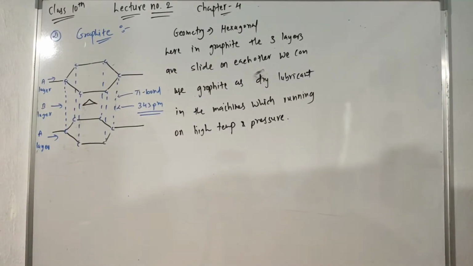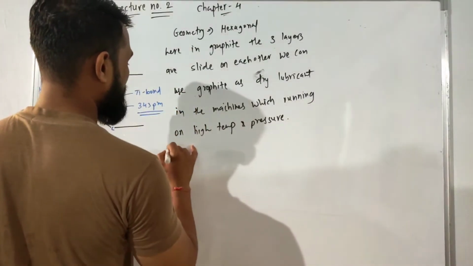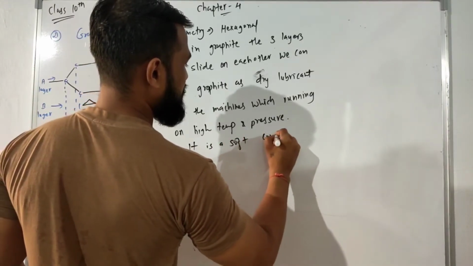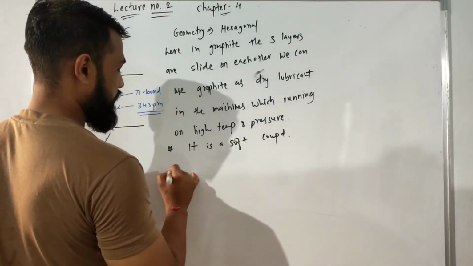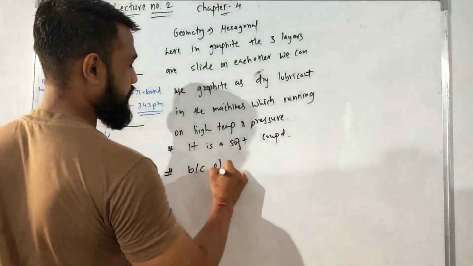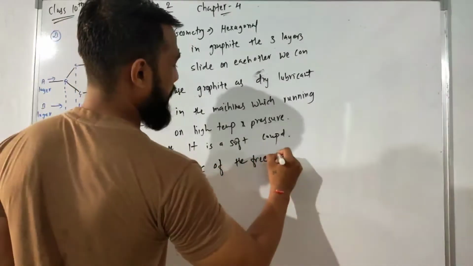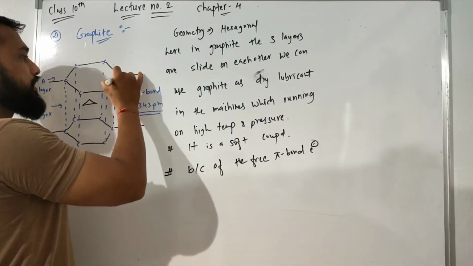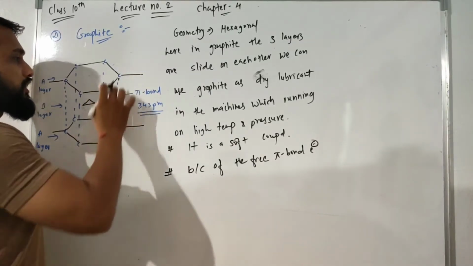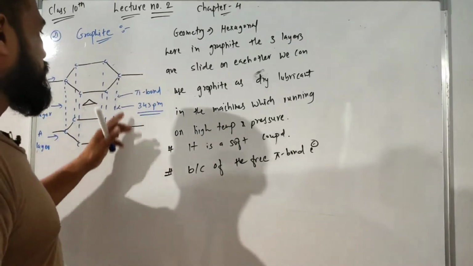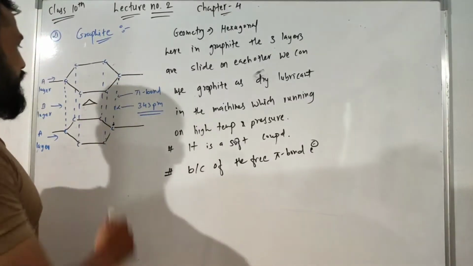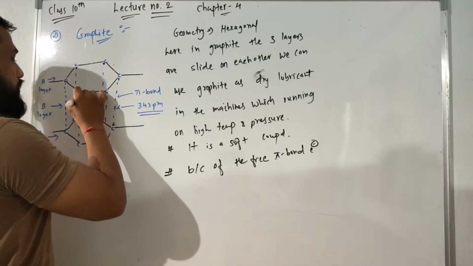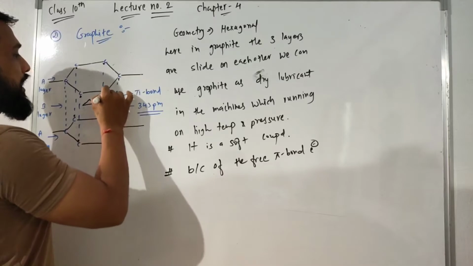Now, it is a soft substance or compound. It is a soft compound because of the free pi bond electrons. Now here, in the pi bond, this carbon has 1 electron, this carbon has 1 electron. This is a temporary bond. So we can say that these electrons are free. Even those carbons which form pi bond have free electrons in their valence shell.